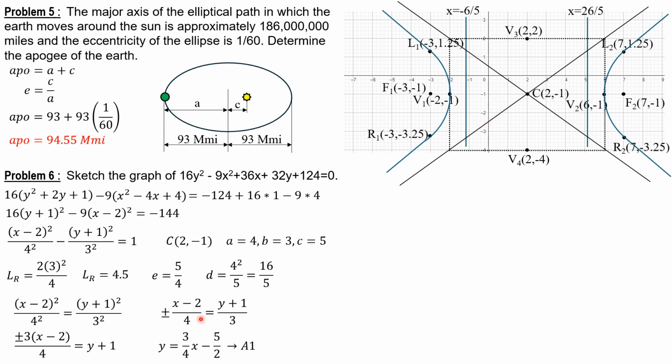For the other asymptote, we use negative. So negative 3 times (x minus 2) over 4 equals y plus 1. Well, that's asymptote 1. Negative 3 times quantity (x minus 2) over 4 equals y plus 1. So negative 3/4 x plus 6 over 4 or plus 1.5, minus 1. So y equals negative 3/4 x plus 0.5 or negative 3/4 x plus 1/2. So that means the slope is negative 3/4, and the y-intercept is 1/2 or 0.5, which is true in this figure. That's 0.5, the y-intercept. So that is asymptote 2.